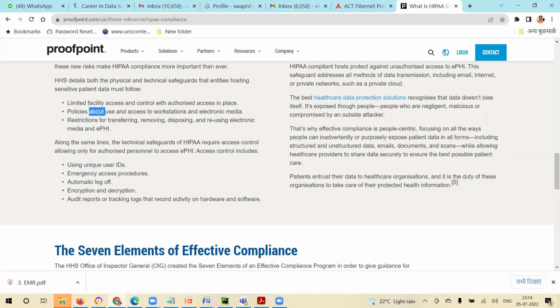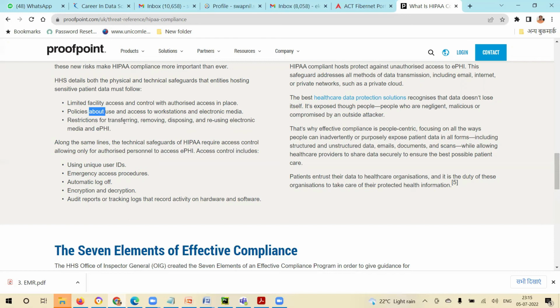Sometimes what the government might say is that patient records cannot go outside the country. So that means, let's say you're a company having a head office in the US and India. The US team might collect the data, and they cannot share the data with the Indian team, because the government has restricted the data from going outside the boundary. So that's the restrictions for transferring, removing, disposing.